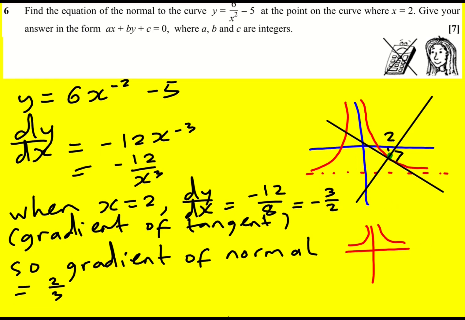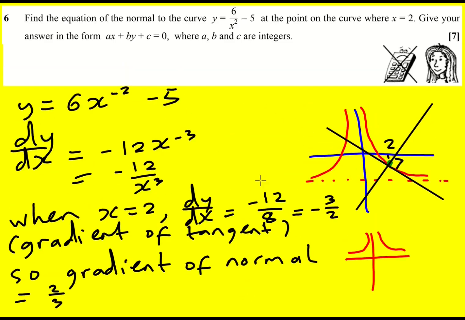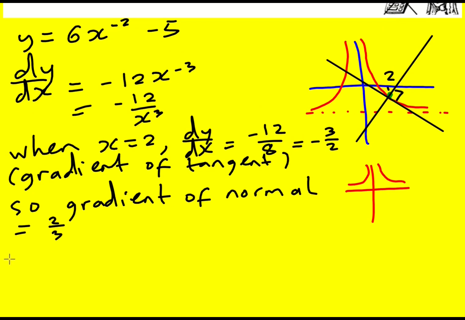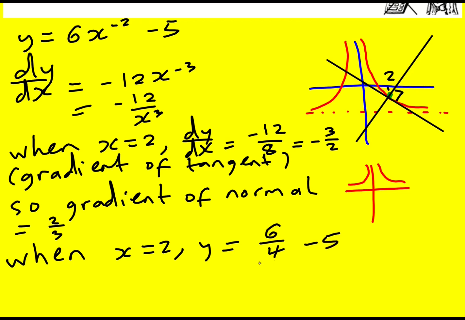And we're nearly done. We've got the x value, we've got the gradient. We just have to work out the y value. When x equals 2, y is going to equal 6x to the minus 2 minus 5, remember? So it's going to be 6 over 4 minus 5. I might as well write that as 3 over 2 minus 10 over 2. So it's going to become minus 7 over 2. So actually my sketch is pretty good. I've managed to put it where y is negative.